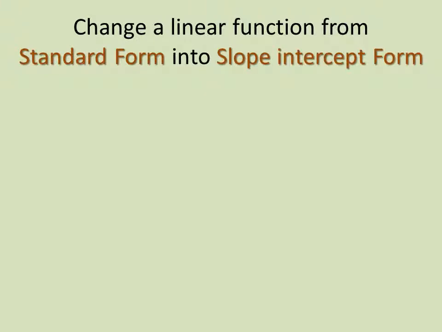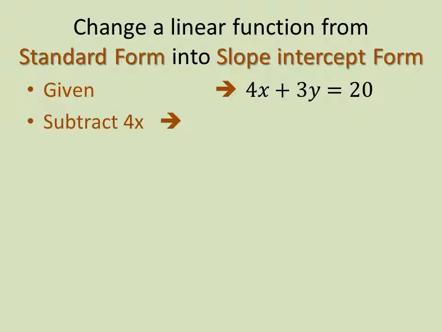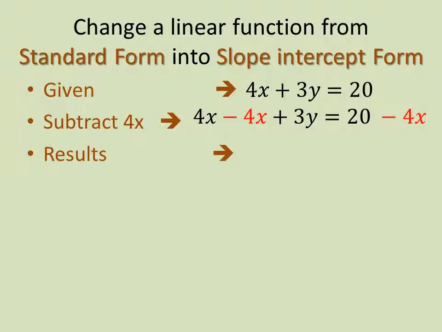Change a linear function from standard form into slope-y-intercept form. Let's first get an equation in standard form. 4x plus 3y equals 20 is in standard form. First thing we want to do is subtract 4x from both sides. Notice I've highlighted it by making the font red. When we do that, the results will be 3y equals 20 minus 4x.